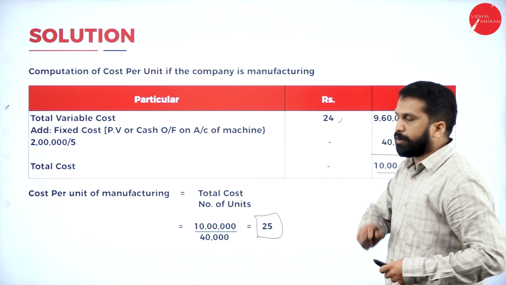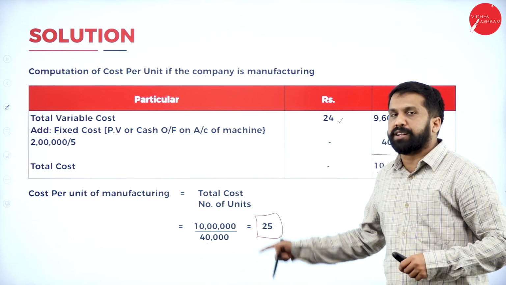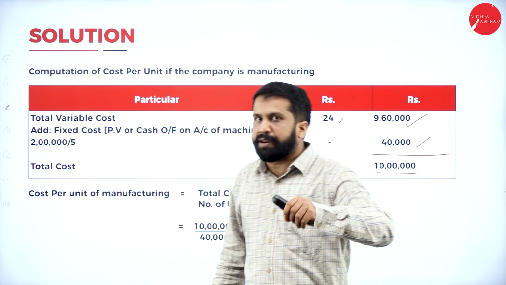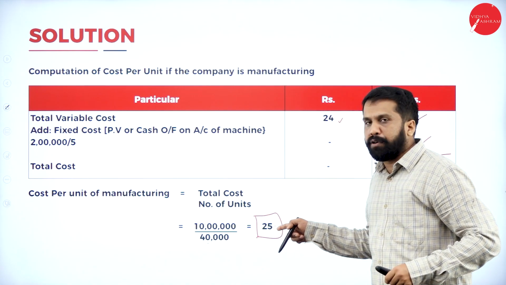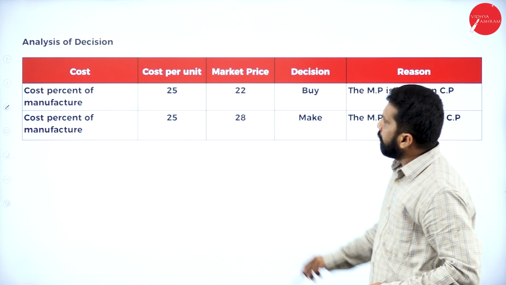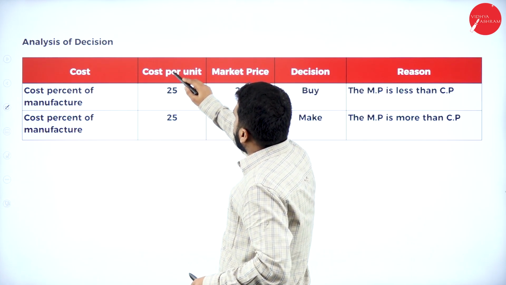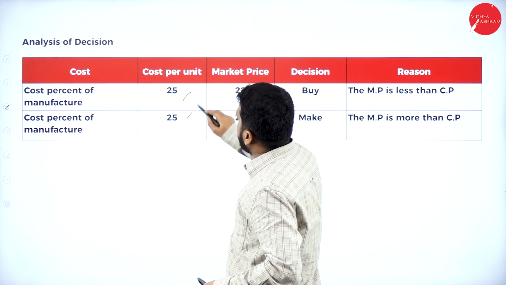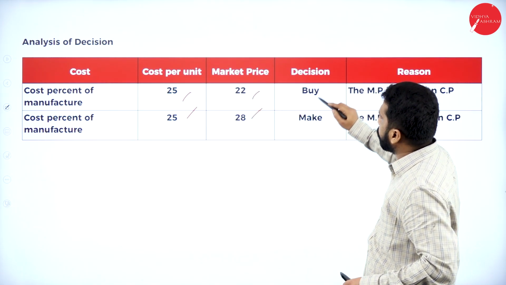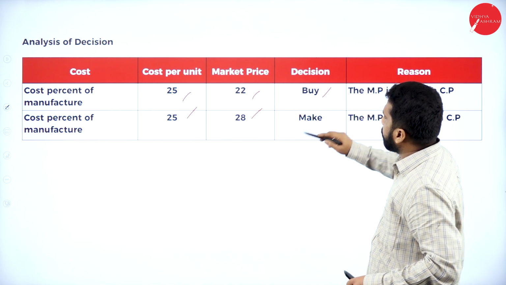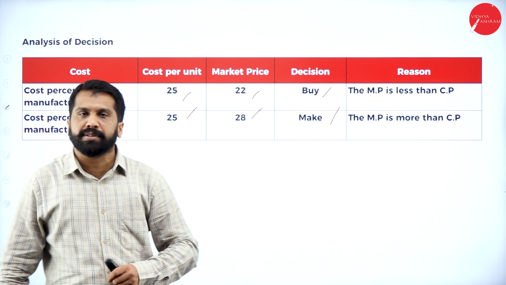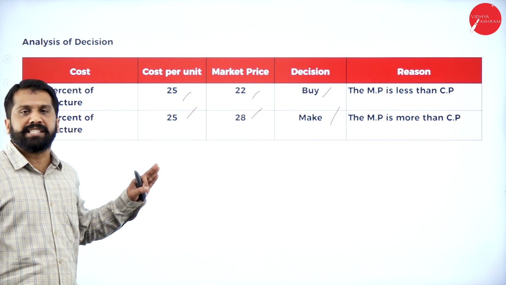You will make. Why? Because you can manufacture at 25. Instead of paying 28, you manufacture. It will be available for you at 25. Hope you are clear. Yes. Your first option is always 25, 25. Market price 22, 28. If market price is 22, buy. If market price is 28, make. So, these are the answers you are supposed to do. Make or buy decision, basic problem.